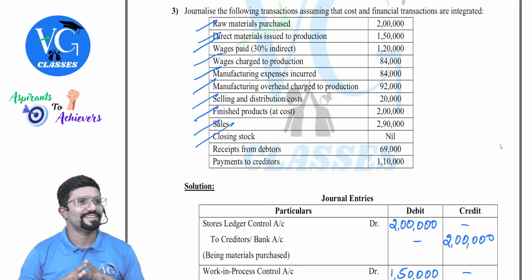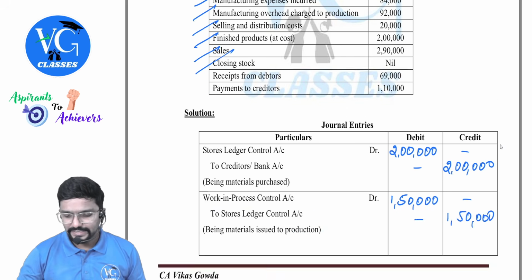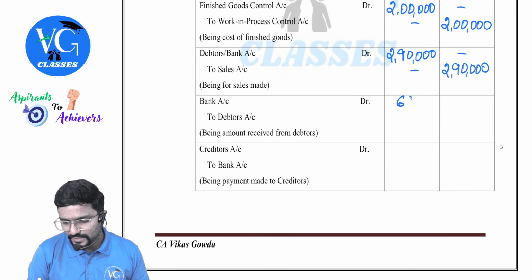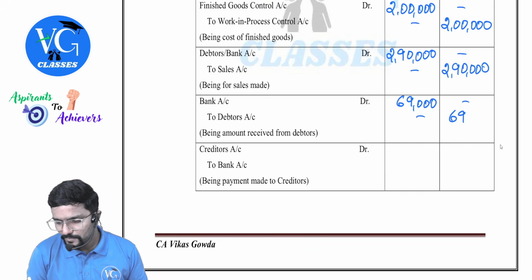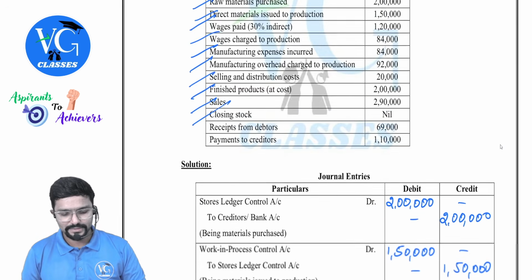But here, what is the entry of bank to debtors, guys? 69,000, being amount received from debtors.